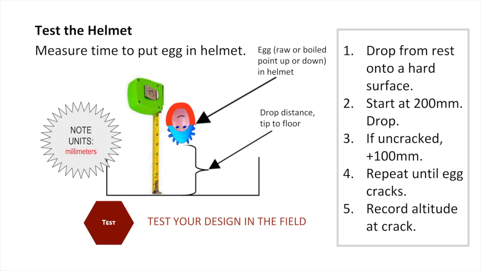Now, in the test phase, you need to drop that egg. So first measure the time it takes to put the egg in the helmet, because remember, that's part of your problem statement. If it takes 30 seconds, that's probably not going to be a helmet that's going to be put into practical use. Use the same type of egg you did previously when you made all your initial measurements, and position the egg however you desire, whether it's helmet down or base down.